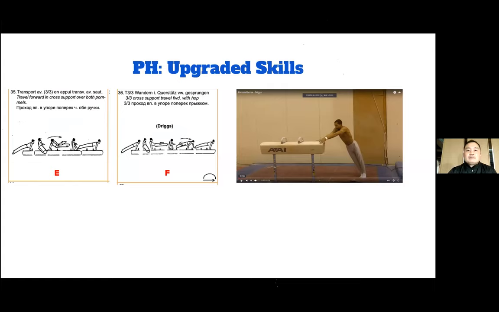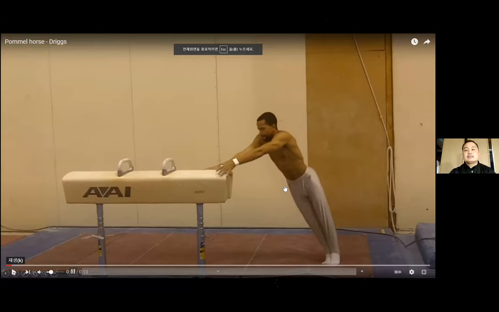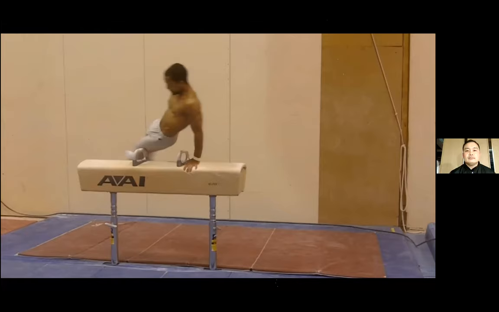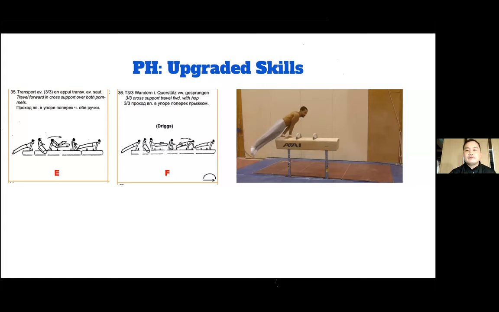Upgrade skills. So travel forward in cross support over both pommels, this is E value. And three cross support travel forward with hop is called drags. This is F value. This is a drag. Yeah, with hop, this is F value.